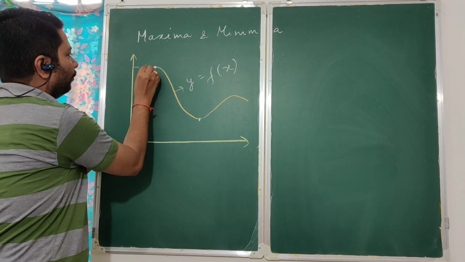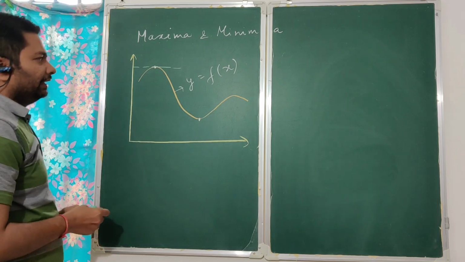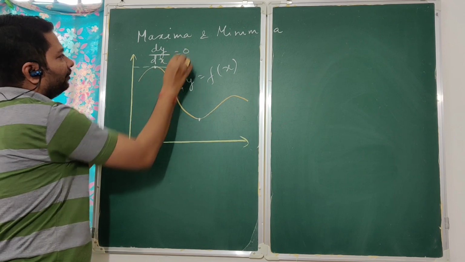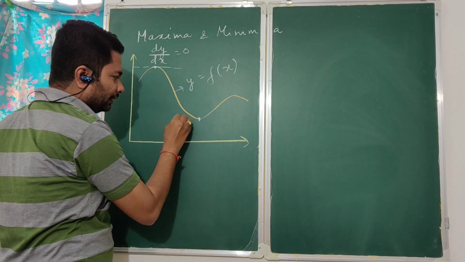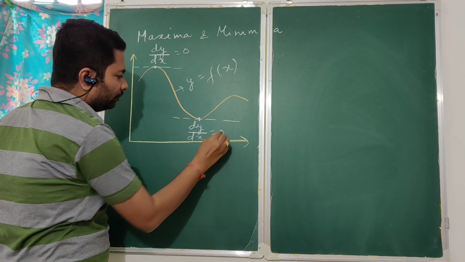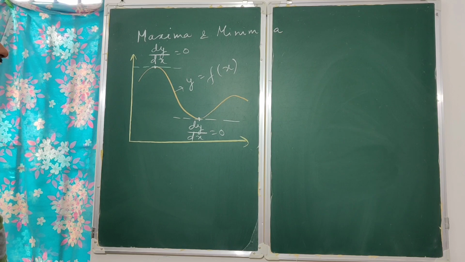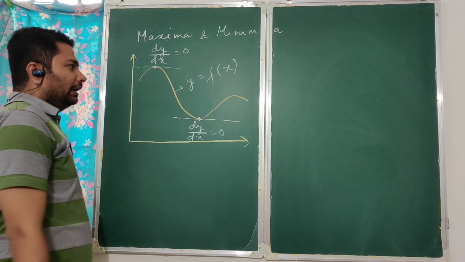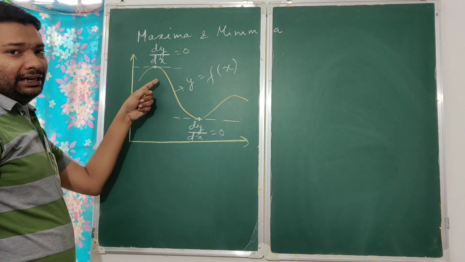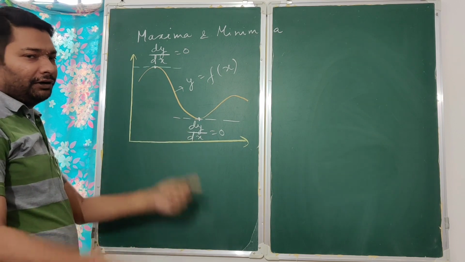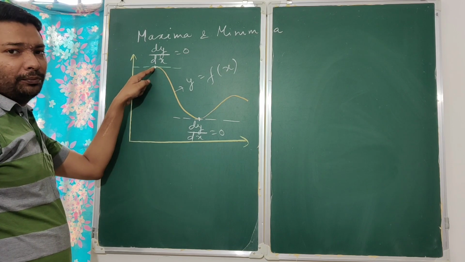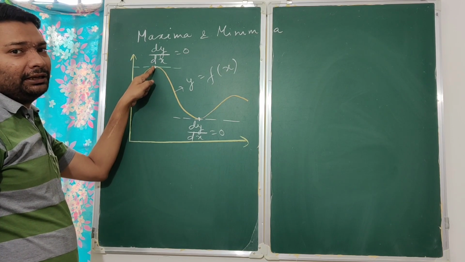At this point, what is the slope of this curve? It is 0. So can I say at this point dy by dx is 0? What about this point? Again at this point also dy by dx is equal to 0, because theta is 0 and the slope is 0. So whenever a function attains its maximum or minimum value, the slope of the curve at that instant will be 0.